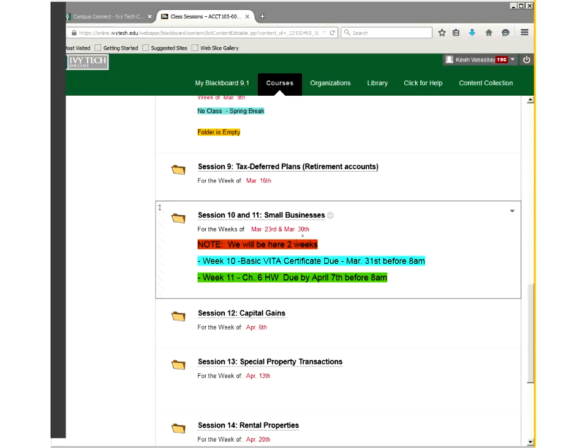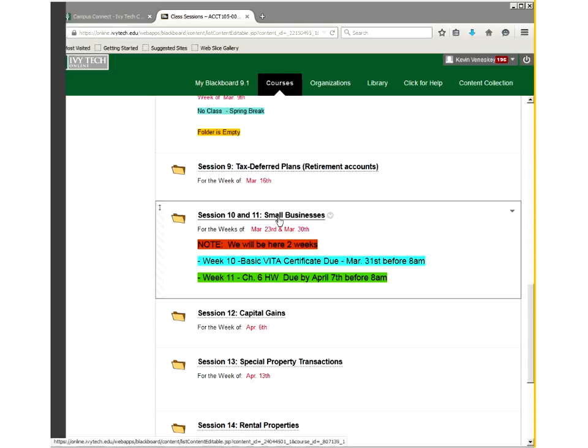Note, I've got the class session page brought up, and in this week 10, we're going to combine it with week 11. So chapter 6, homework and discussion board won't actually be due until next week, week 11. But what we're going to do today is go through the half, because it takes quite a bit more time to go through chapter 6. It's one of the longer chapters, more detailed, about owning your own small business and how to do the tax return.